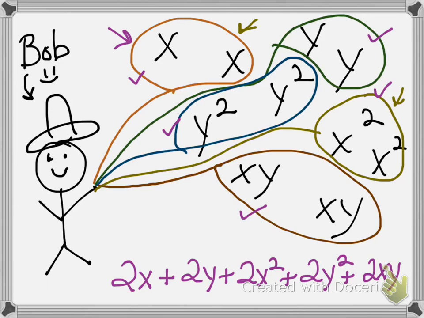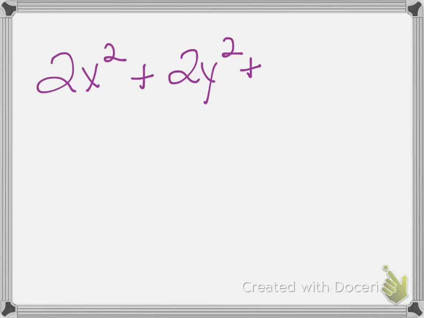And I think Rancher Bob did a great job of separating everything correctly. But now that he has that separated correctly, we're going to want him to write that in what we call standard form, which means that we're going to start with the biggest exponent in alphabetical order, and we're going to work our way down. So we have 2x squareds, 2y squareds, 2x's, 2y's, and 2xy's.